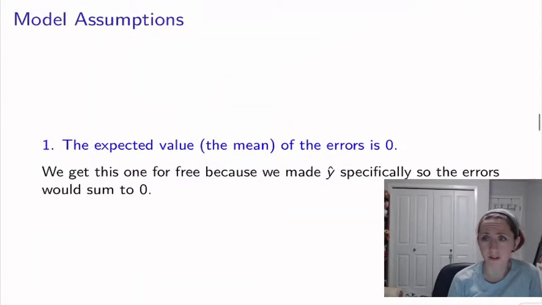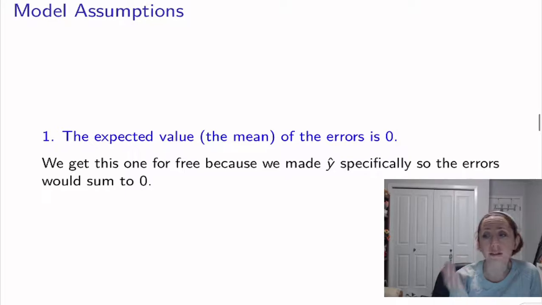So let's look at our model assumptions individually. The first one says that our error terms have expected value or a mean of 0. And we get this for free because y hat is specifically made so that the errors would sum to 0.